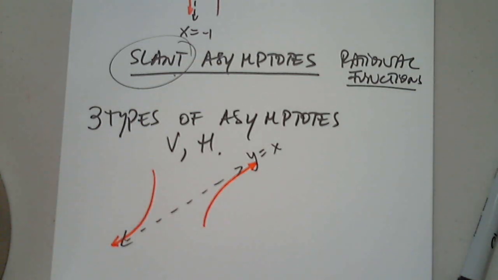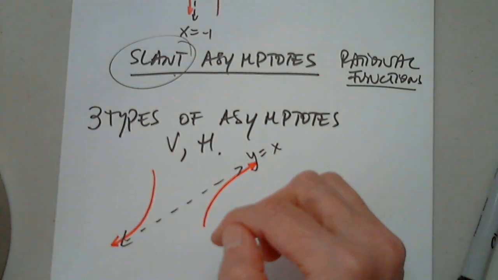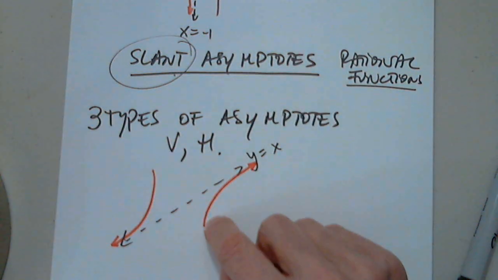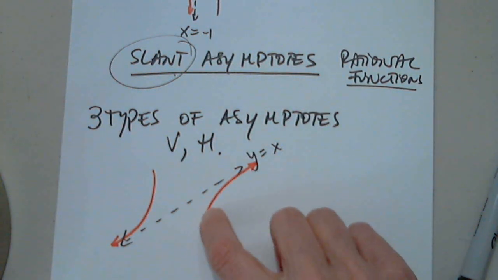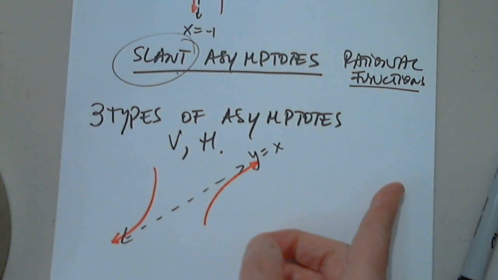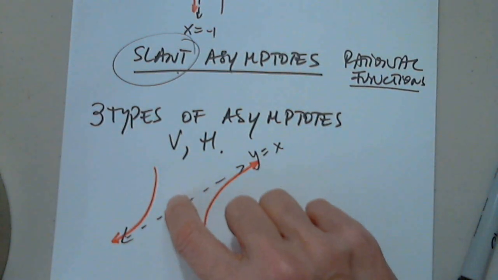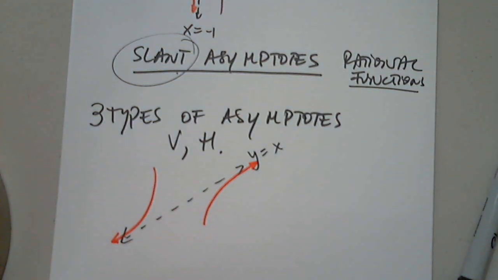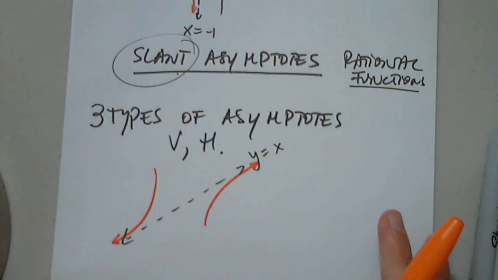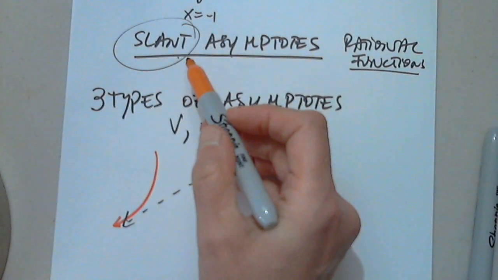I don't have the function. We're going to choose a function in a minute. But it's the same idea. So you cannot graph the function away from the asymptote. Eventually towards infinity it has to follow it, and towards negative infinity it has to follow it. So that's the idea of the slant asymptote. Which functions have slant asymptotes?